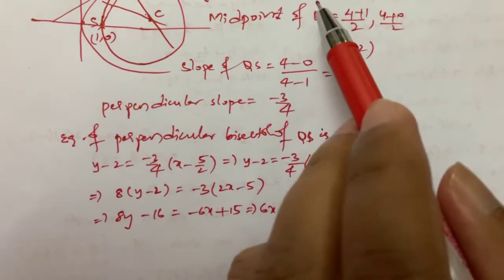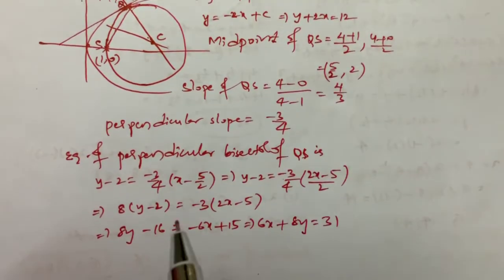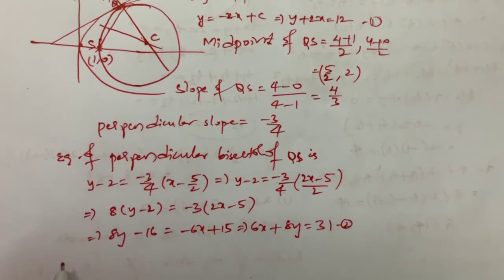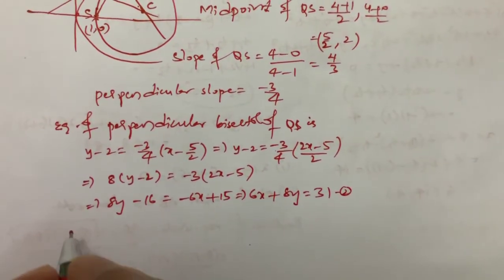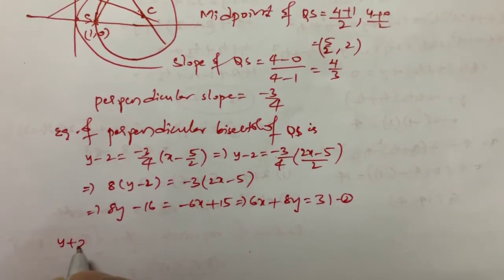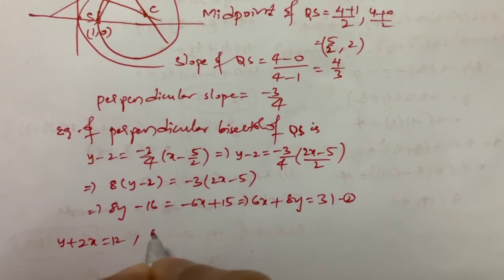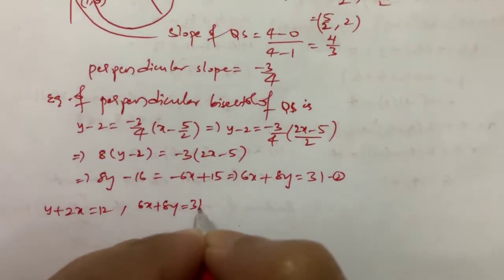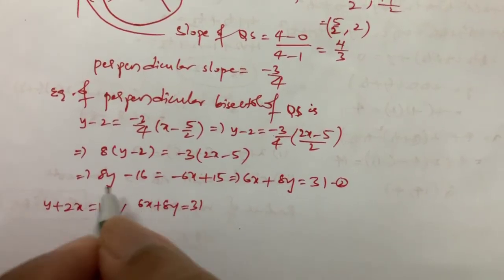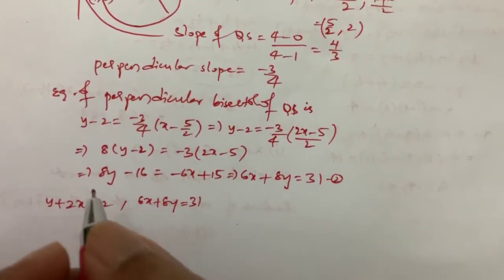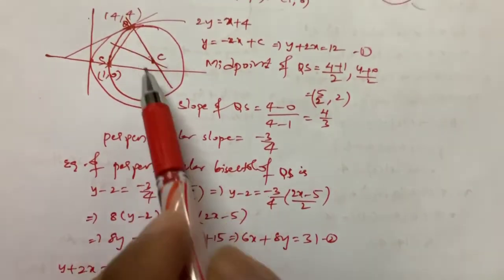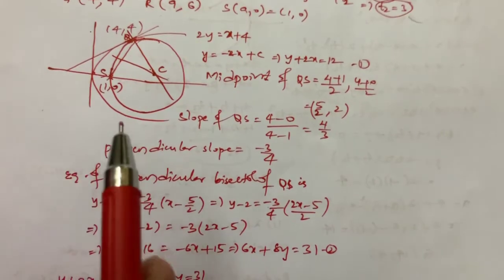So we have one more equation, y plus 2x is equal to 12. Let's say this is 1 and this is 2. If I solve 1 and 2, I'll get the center of the first circle. So y plus 2x is equal to 12 and 6x plus 8y is equal to 31. So I'll get the center of the circle. With that, if I get the center, I can find the radius of the circle. The radius is nothing but the distance from the center to Q or the center to S directly.